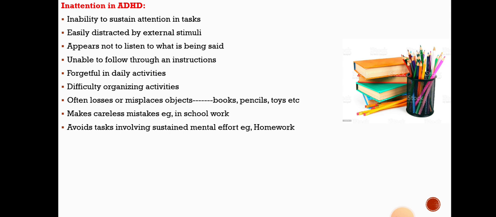Next, they have difficulty in organizing activities, and sometimes they misplace objects like books. As you can see in this picture, sometimes the child will forget pens, school bag, and pencils at home and go to school. Sometimes while playing, the child misplaces toys. And next, they make mistakes, like being unable to complete homework. So these all come under inattention.